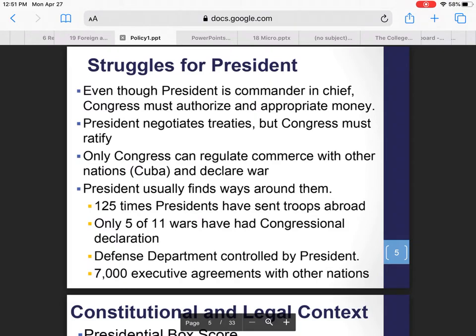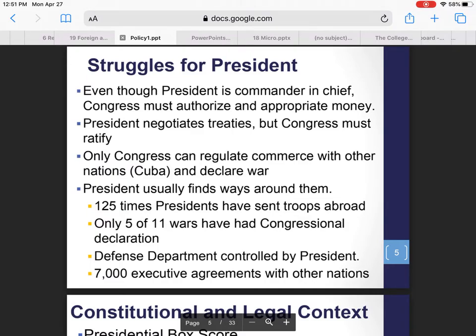Only Congress can regulate commerce with other nations, and only Congress can declare war. So it was during the Obama administration that Obama said that he wanted to normalize U.S. relationships with Cuba, open an embassy back up in Cuba, start to establish more direct ties to Cuba, and Congress said no. So even though the president wanted to do that, Congress stepped in and didn't allow him to do it. So that's the power that Congress has.